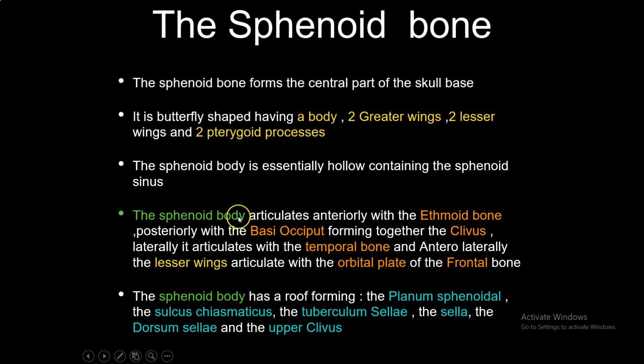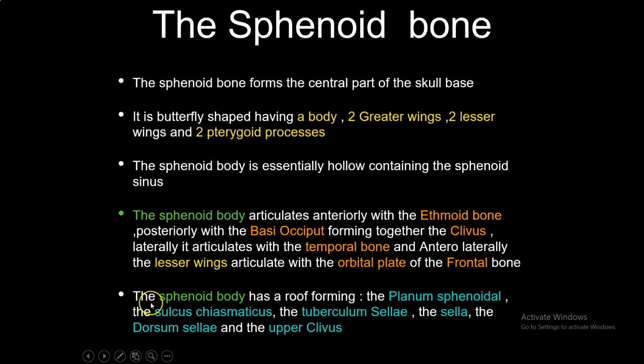And the sphenoid bone articulates anteriorly with the ethmoid bone. You all know the ethmoid is in front of the sphenoid, and posteriorly it articulates with the basi-occiput. The clivus is formed by the union of the basi-occiput with the basi-sphenoid. So articulating anteriorly with the ethmoid, posteriorly with the occipital bone, the basi-occiput. Laterally, it is articulating with the temporal bone and with the zygomatic bone. And anterolaterally, the lesser wings articulate with the orbital plate of the frontal bone, as we'll see in a few minutes.